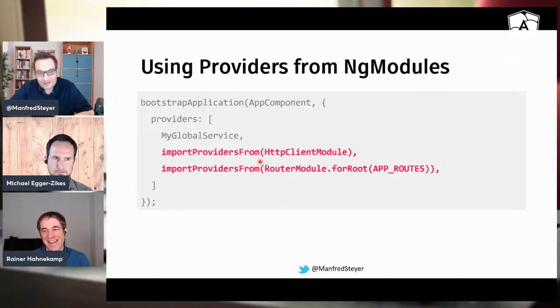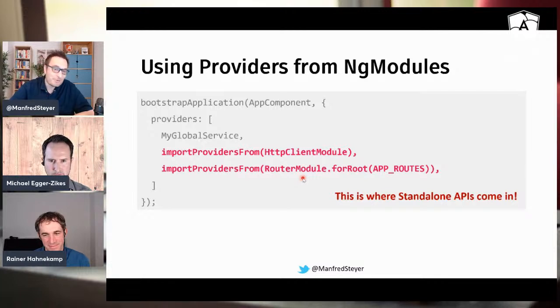So this allows you, for instance, to grab the services from the HttpClient module and also the services from the router module. Saying this is also where standalone APIs come in. While we will see this bridging function in the beginning quite often, we will see it less and less in the future because more and more libraries will provide their own standalone APIs with convenience functions that replace this line of code. We will see a provide router function in some seconds.